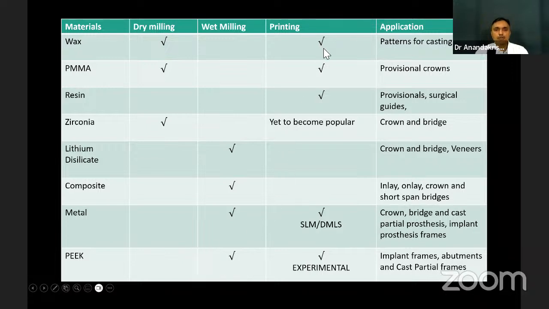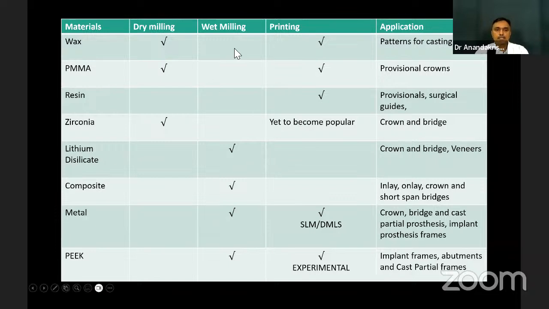Printing can be done for most of these materials, but today it's popular only for wax, PMMA, resin, and metal, and sometimes PEEK. Still, PEEK is not very popular for printing. PEEK is polyether ether ketone. This is a brownish material. The advantages of PEEK are that you can make implant abutments, implant frames, and cast partial frames with it. The biggest advantage is that it's very, very light.